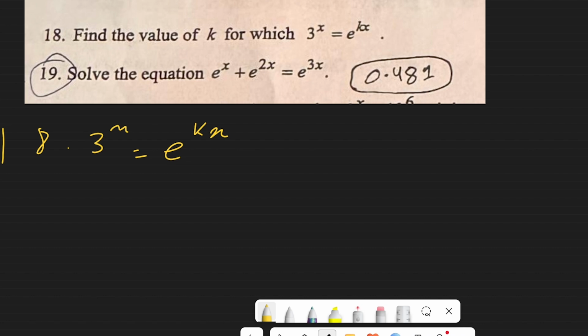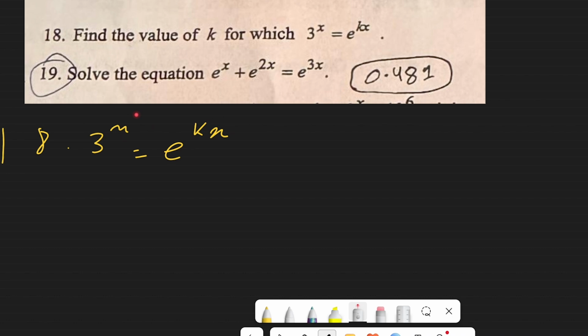So let me just analyze this question real quick. I can see that both the variables, the x and the kx, are in exponential form, like in the powers. So if we want to bring these powers down, what we will do is take logs on both sides.